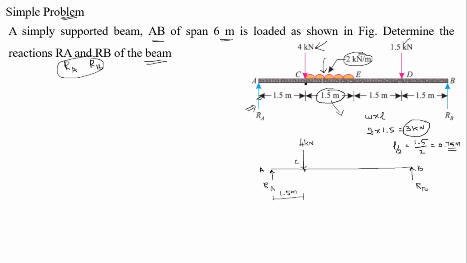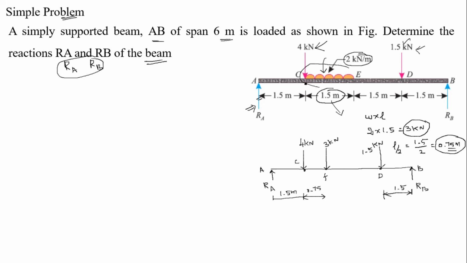From C take 0.75. So this is 0.75 meter, and this is the point F, for example. This is the point load which is equal to 3 kilonewton, right. And moreover, from B one more point load is there. So from B take 1.5, right. So the distance is 1.5, and this is the point called D. At D one more point load which is 1.5 kilonewton.